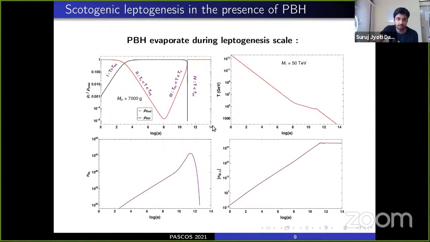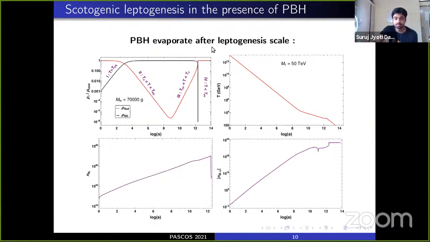Again, this is a similar plot for the during case. So here the black hole mass is larger, around 7,000 grams. Here also you can see that in this temperature plot, there is a kink. This is basically related to the fact that entropy is not conserved here. And then this is a similar plot for the after case. So here, naturally, as expected, the black hole mass is much higher again, around 70,000 grams.